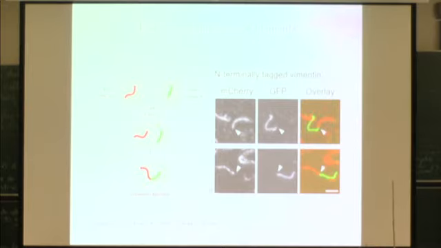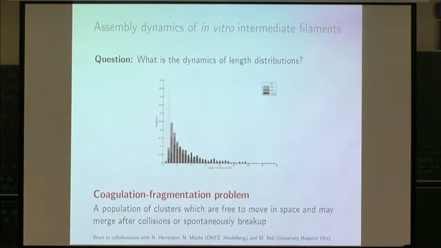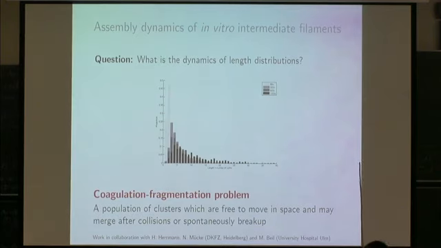Okay? So in this first work, we used only the mean length. Now, what about the other thing in the data? We also have the distribution of length. So in this case, what we have, mathematically speaking, is a coagulation fragmentation problem.